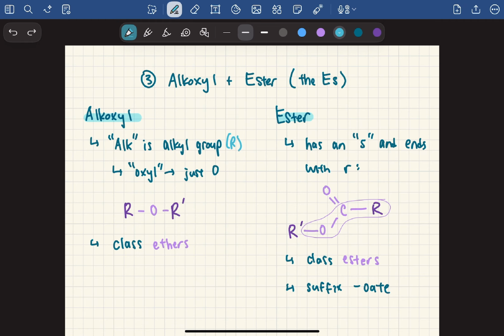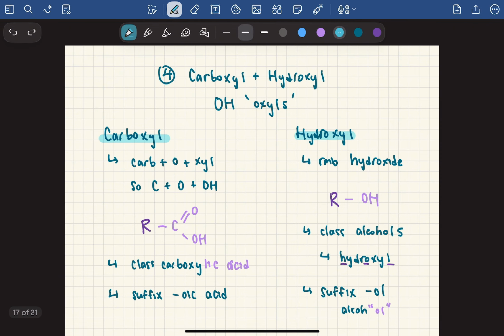But yeah, this one just has a weird shape, but it's really just carbon with 2 oxygens, and then instead of having a double bond, the oxygen bonds with another compound and with another R on the other side. So fourth pair is carboxyl and hydroxyl.